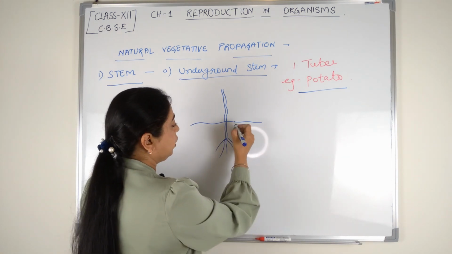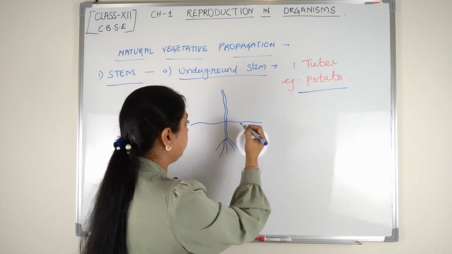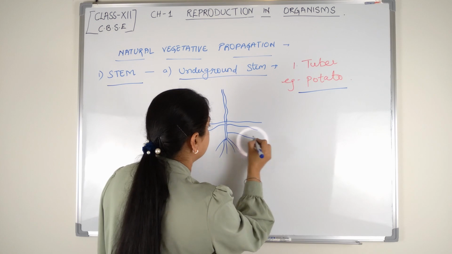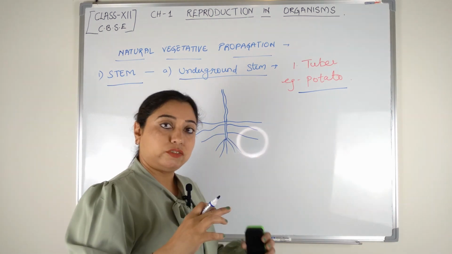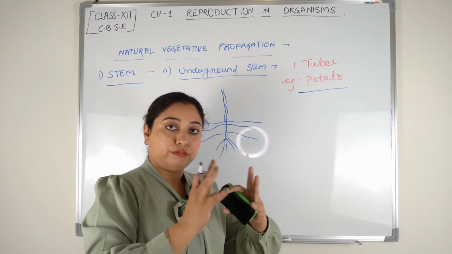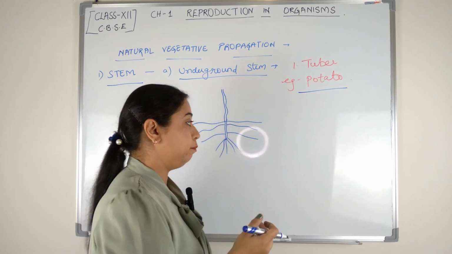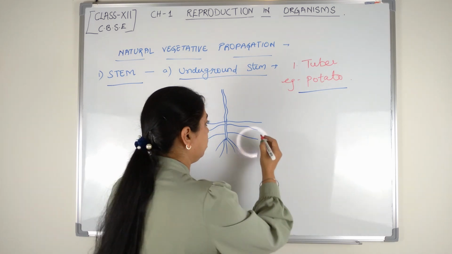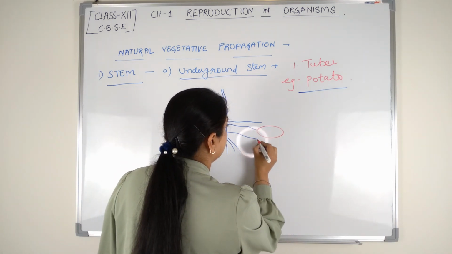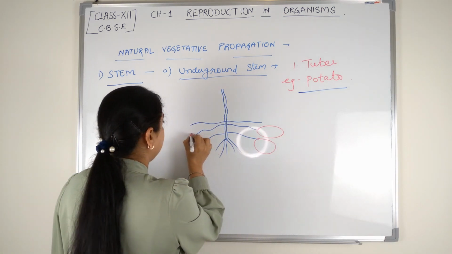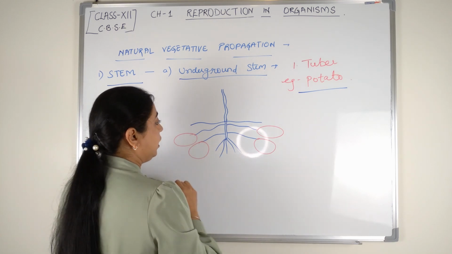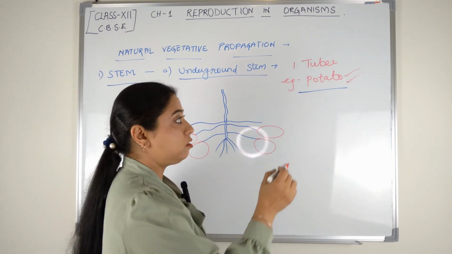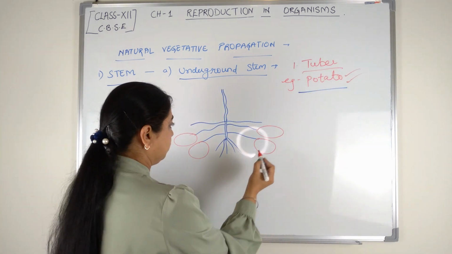Now what happens is, from this part of the main stem, there grow lateral branches. The lateral branches start coming out of the main underground stem, and each of the lateral branches ends up in a swollen structure. This swollen structure is nothing but the potato tuber. This structure is a potato tuber.